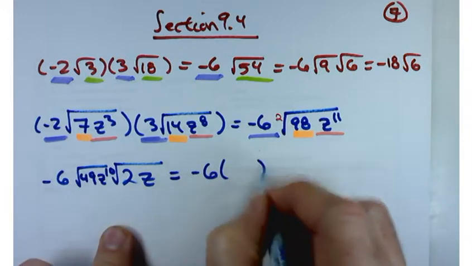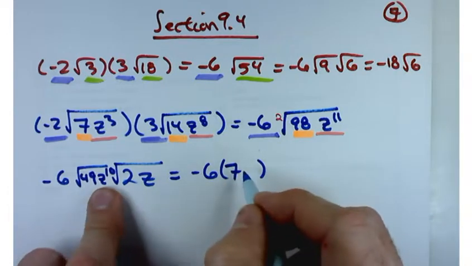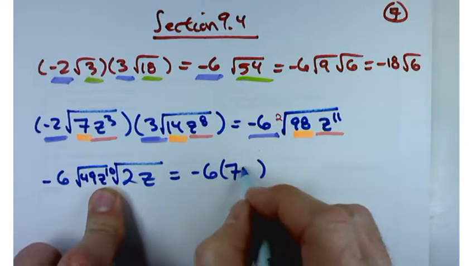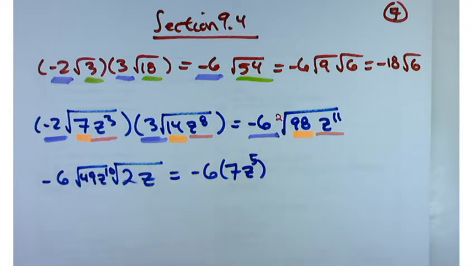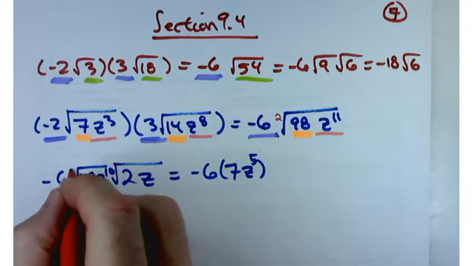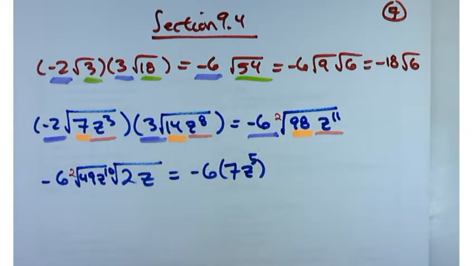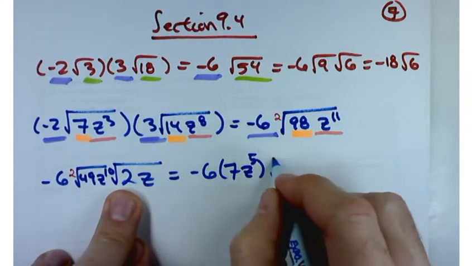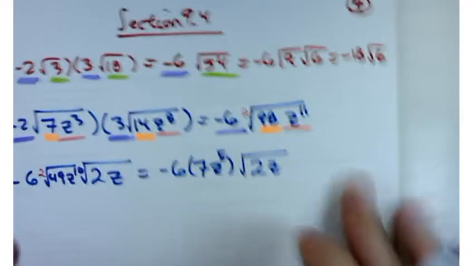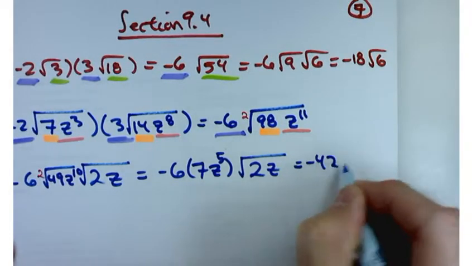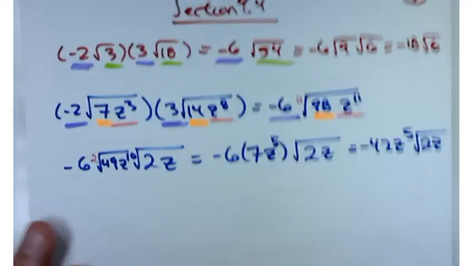So square root of 49 is 7. How about the square root of z to the 10th? Yes, z to the 5th. Take this number and divide it by the index. Now, it's not written again, but it's understood that there's a 2 out there. 10 divided by 2 gives me z to the 5th. There. All right. The last part just kind of stays here. That's the square root of 2z. I'm going to clean this up just a little bit. So negative 42 z to the 5th square root of 2z. How are we looking on that one?